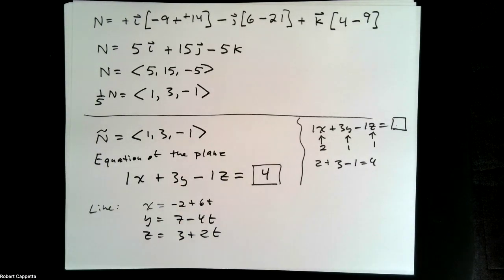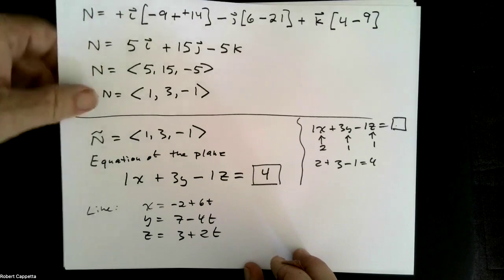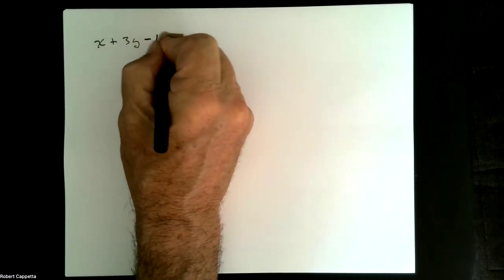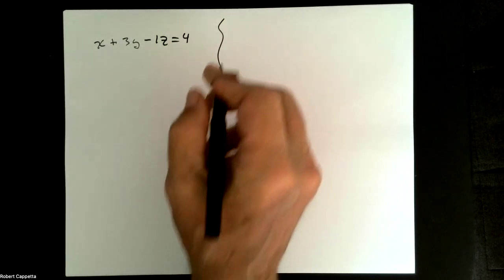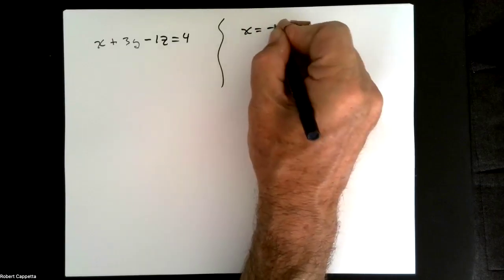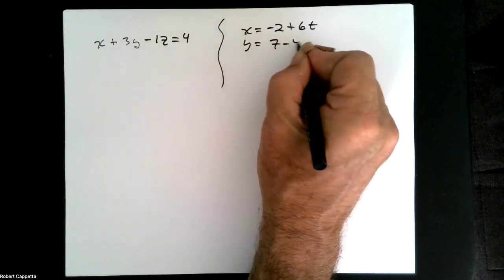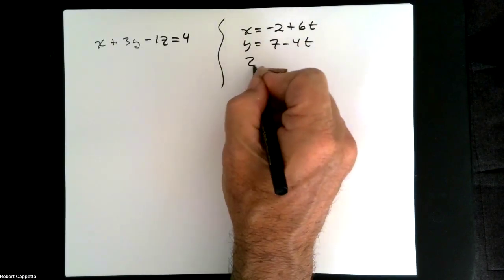It's possible the line and the plane could be parallel and they won't intersect, but I believe in this case they do. So how could we find the intersection of that line and that plane? How is that process going to work? Well, it just comes down to solving for t. So what I have here is, again, x plus 3y minus 1z equals 4. And I have x equals -2 plus 6t, y equals 7 minus 4t, and z equals 3 plus 2t.